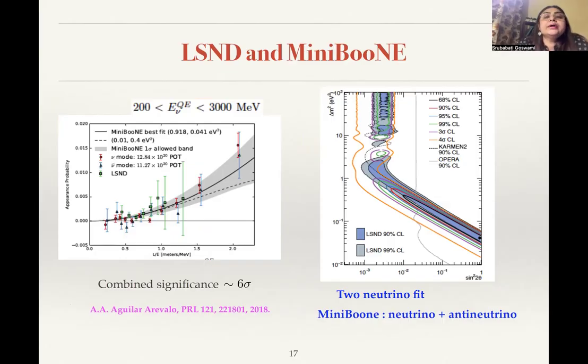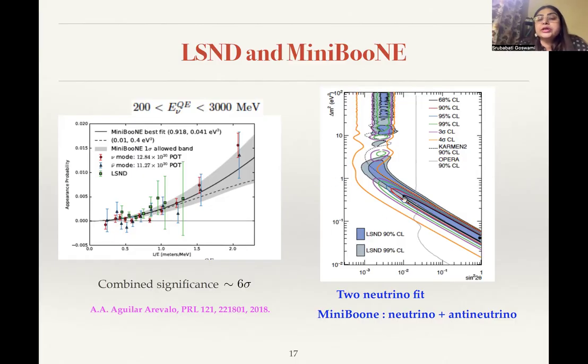So if we compare LSND and MiniBooNE combined, then the combined significance for nu mu to nu e oscillation, and nu mu bar oscillation, is 6 sigma. And this is the allowed region in the delta m square, sin square 2 theta plane, assuming a 2 neutrino fit. So this shaded region is the LSND, this blue is the 90%, gray is the 99% confidence level region, and this orange region is the 4 sigma region of MiniBooNE.